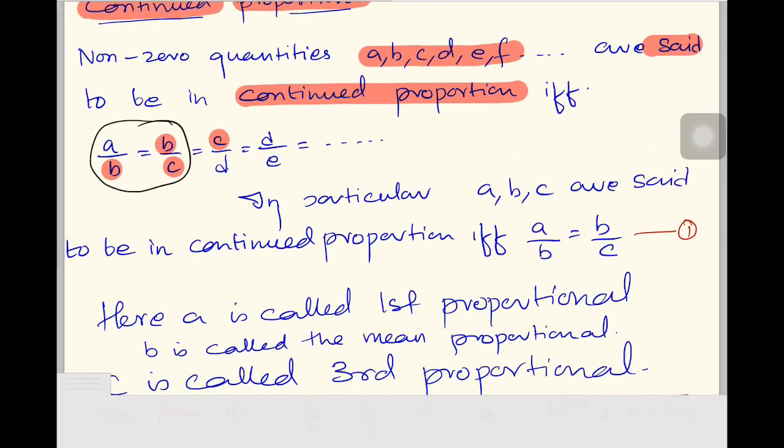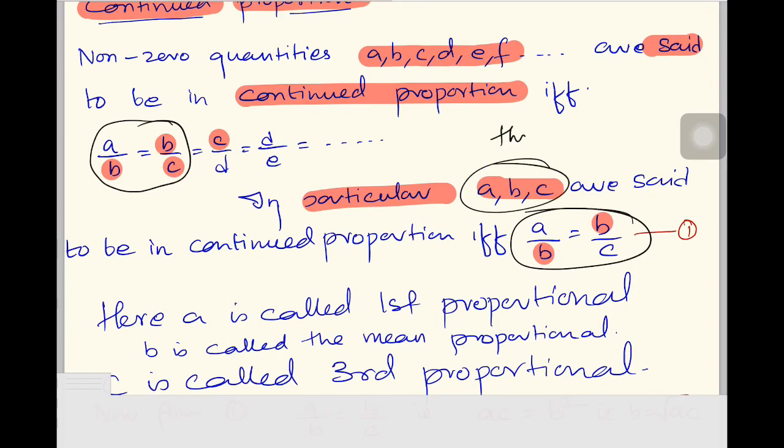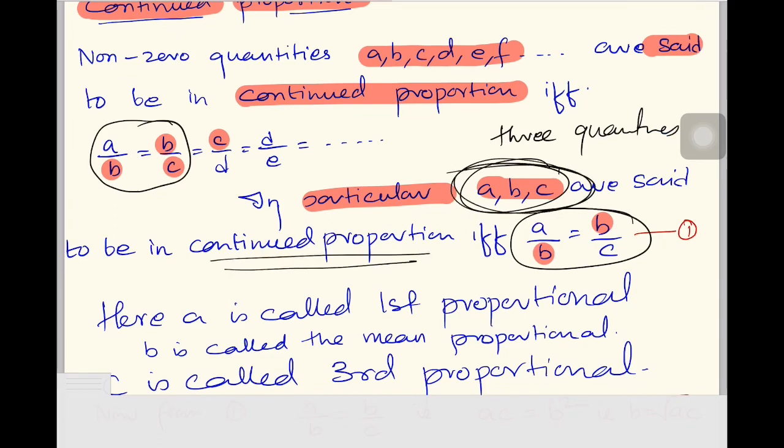So in particular, have a look. A, B, C are said to be in continued proportion if and only if A by B equals B by C. So only for four things or three things we can write it like this. Did you see that only three quantities are required for continued proportion? So minimum how many quantities? Three quantities. Just A, B, C can also make a proportion.